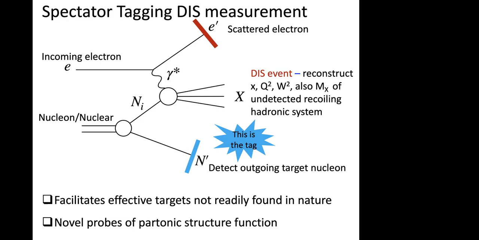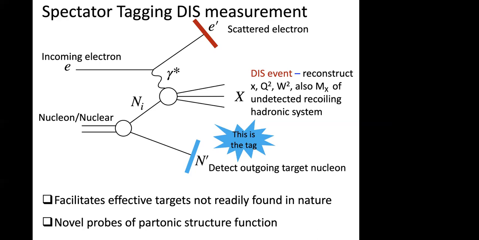So now the next question is, this is the idea of the tagging measurement, how are we going to do the tagging measurement? It is different between the fixed target measurement and the collider measurement. In the fixed target measurement, we can use a recoil detector in order to detect the spectator tagging. And in the collider frame, we will need the forward detector region.